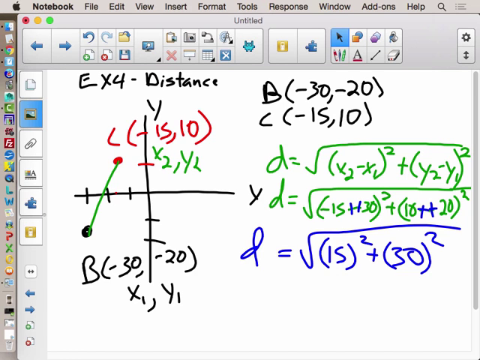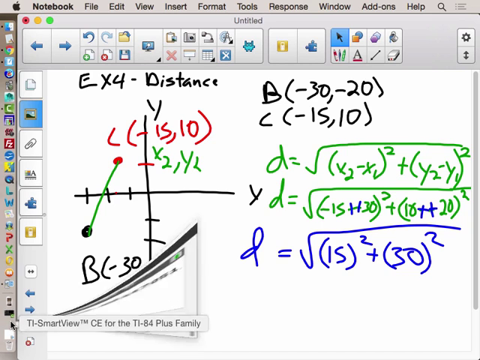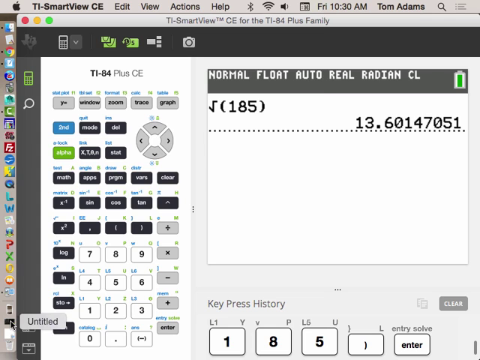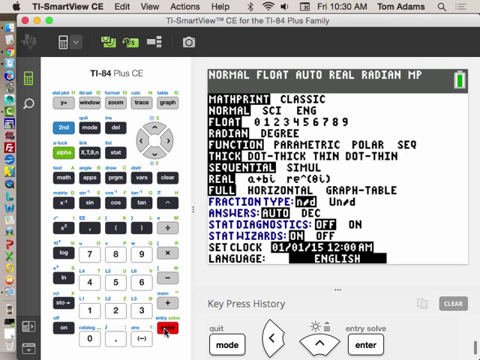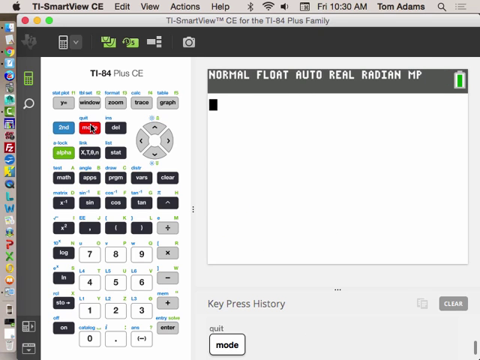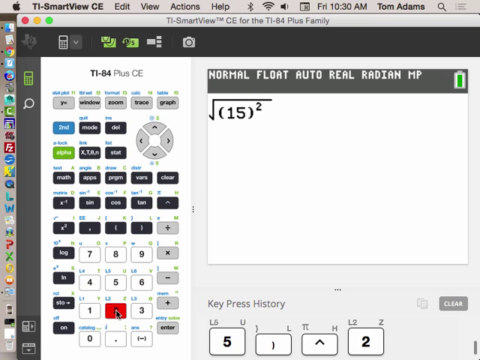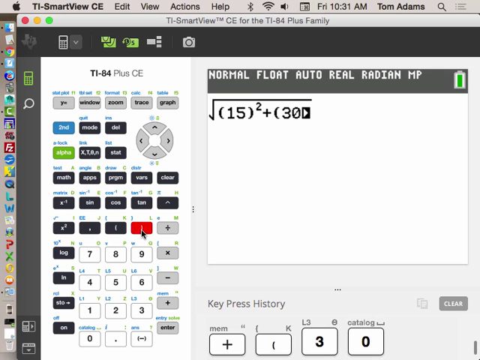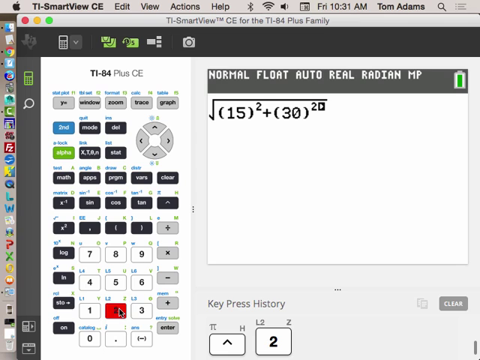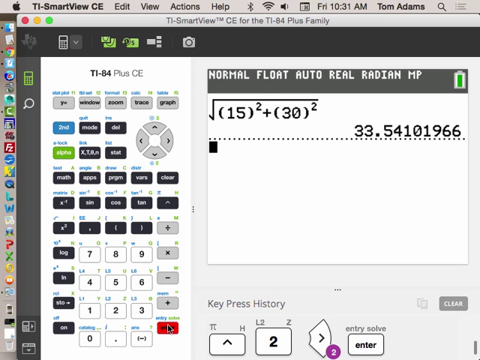Okay, now at that point, I think I'm just going to be lazy. I'm going to go back though. I like the math print mode, although I'll probably do it in both. I'm going to say square root in parentheses 15 squared, although you don't need to do it that way. And then plus 30 squared, right? That's what we had. Then arrow, enter. 33.5. Did it tell us what to round to?